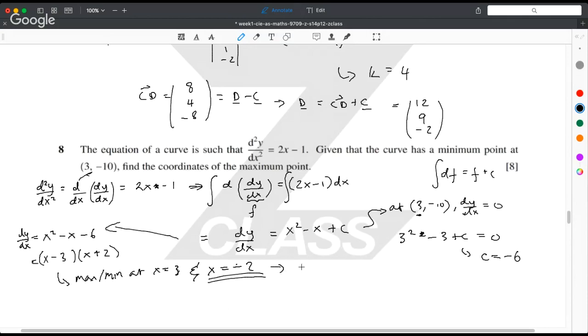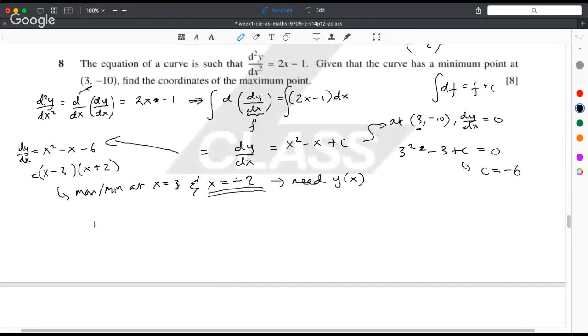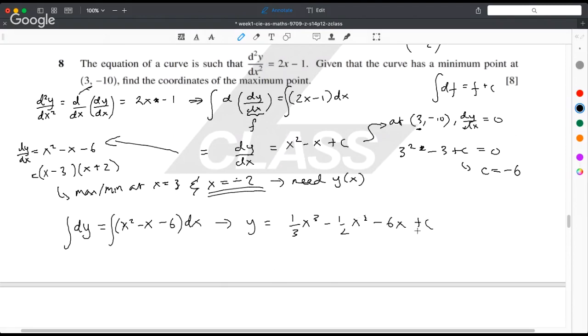And now we need y as a function of x, because we've only got dy/dx so far. So I'm going to separate variables on this again and say that dy is equal to x squared minus x minus 6 dx. And I'm going to integrate this, which gives me that y is equal to 1/3 x cubed minus 1/2 x squared minus 6x plus c.